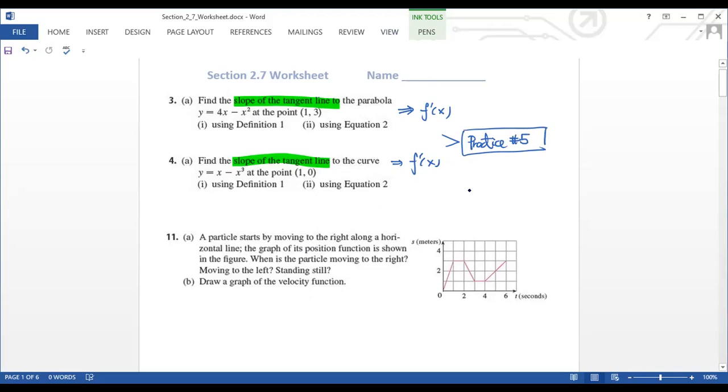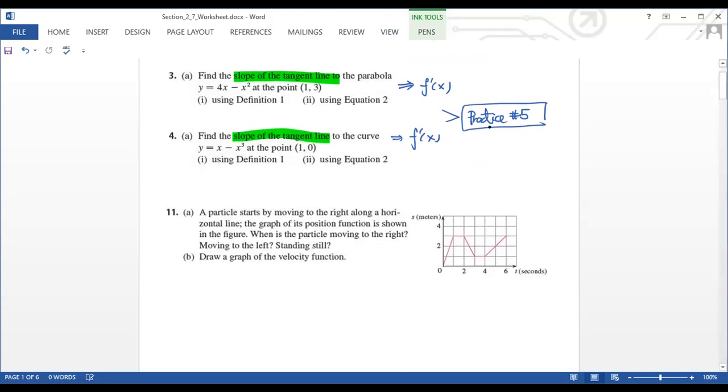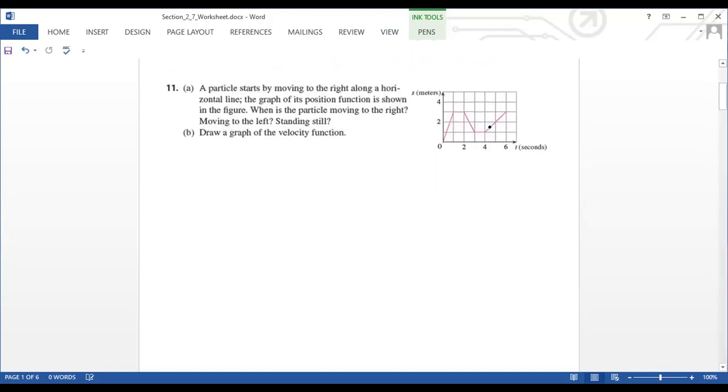If you need more practice, you can go to practice set number 5 and take a look at how we do it. Also, when we work on this set, we're going to review that as well. So we're not going to spend the time to redo problems 3 and 4. Now, let's take a look.